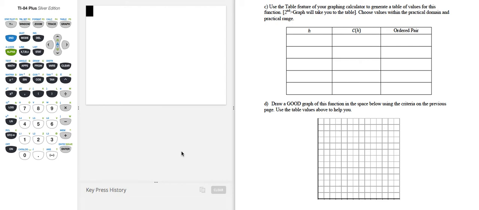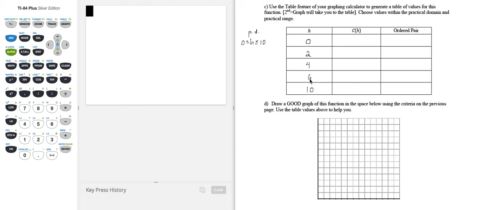To continue this problem, we're asked to use the table feature of our graphing calculator to generate a table of values for the function. Using second graph will take us to the table and choose values within the practical domain and practical range. And what we found previously was that our practical domain, I'm just going to put PD here, was 0 less than or equal to h less than or equal to 10. So I'm going to choose the following values for h: 0, 2, 4, 6, and 10.